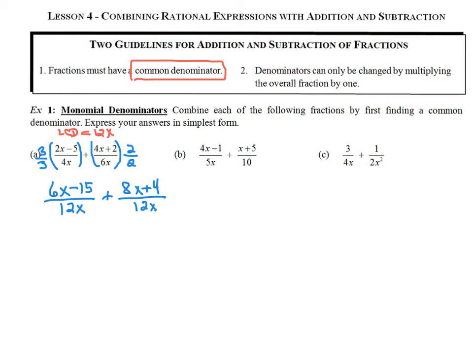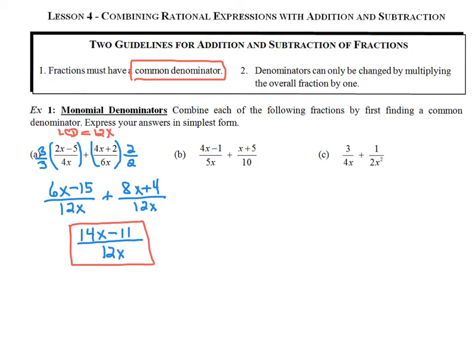Because my denominators now match, I keep that common denominator and I add like terms in the numerator. So 6x plus 8x gives me 14x. Negative 15 plus 4 gives me negative 11. When I look at this result, this sum, I see that my numerator cannot be factored, so therefore there's no simplification that can happen here. So I'm going to say this is the sum of those two fractions.